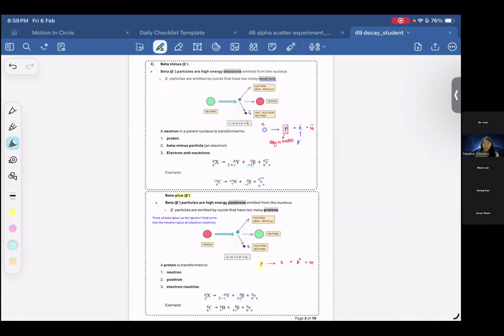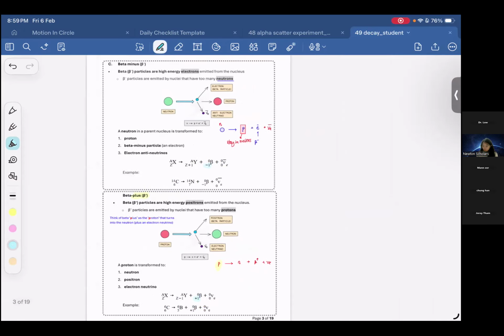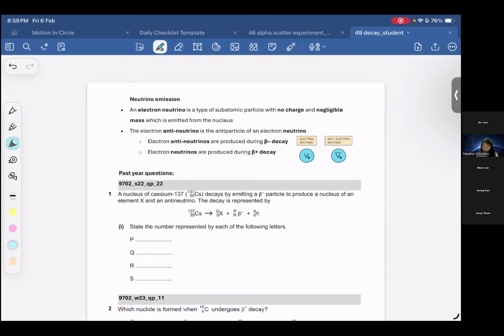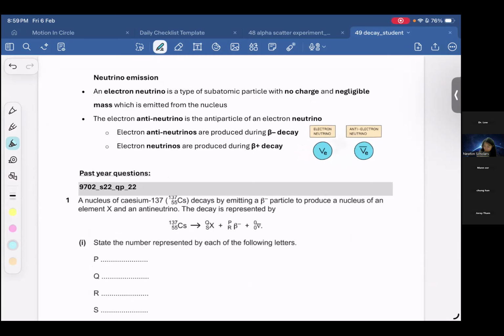Not that difficult. We go to the neutrino and antineutrino. They have no charge and negligible mass. But why we still have this third particle, we will learn. The electron antineutrino is the antiparticle of the neutrino. So the antineutrino is produced during beta minus, and the neutrino is produced during beta plus. That's all.